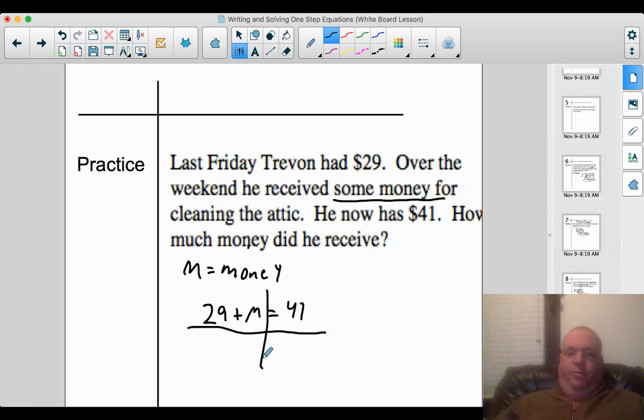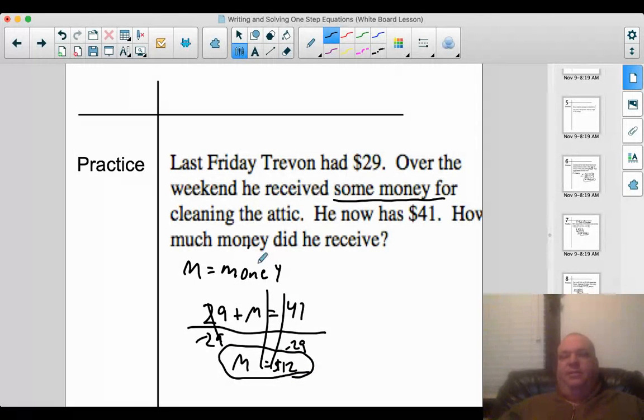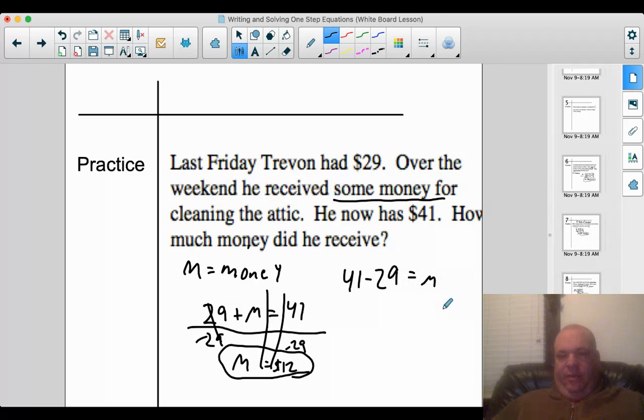Okay, so pretty simple equation to solve. I get rid of adding 29 by subtracting 29, and I get M equals 12. So he got $12 for cleaning the attic. Okay, so we need to be practicing this process of defining the variable, writing the equation, and then using train tracks to solve it. Okay, if you decided to write this equation as 41 minus 29 equals M, that's not really the equation we're going for.